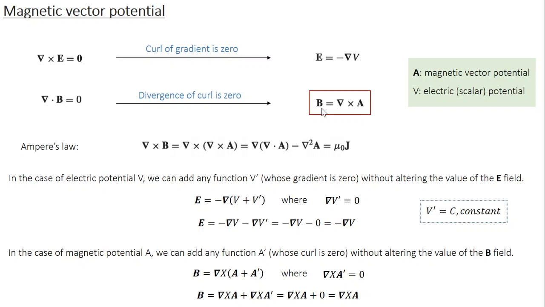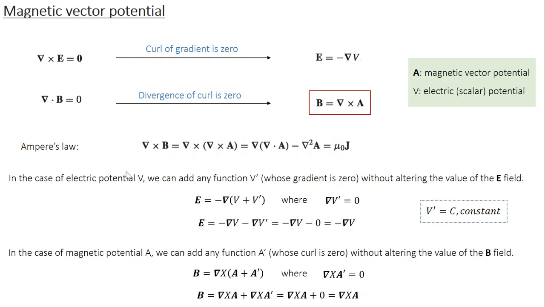So once I represent the magnetic field in terms of the magnetic potential, I can rewrite Ampere's law in terms of the vector potential. I know that curl of B equal to mu naught J. Now instead of B, I can write curl of A. So this is curl of curl of A, which is del into del dot A minus del square A, which is equal to mu naught J.